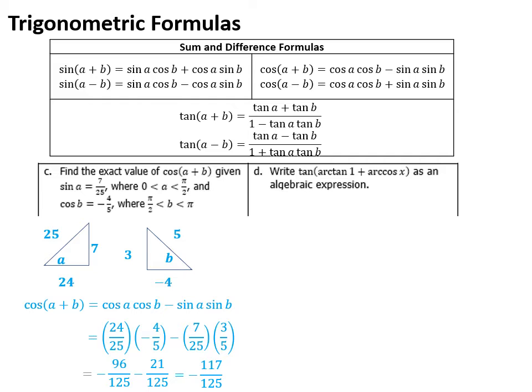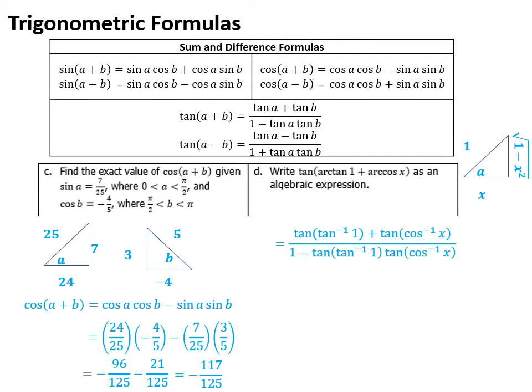Next one, write tangent of the arctan of 1 plus the arc cosine of x as an algebraic expression. So start with working with that arc cosine of x. That would be the relationship, so the missing side would be square root of 1 minus x squared. Now we've got everything we need to fill in, because it'll be tangent of the arctan of 1 plus tangent of the arc cosine of x over 1 minus tangent of the arctan of 1 and tangent arc cosine of x. Well, the tangent of the arctan of 1 is just 1. And the tangent of the arc cosine of x is going to be square root of 1 minus x squared over x. Fill those in.